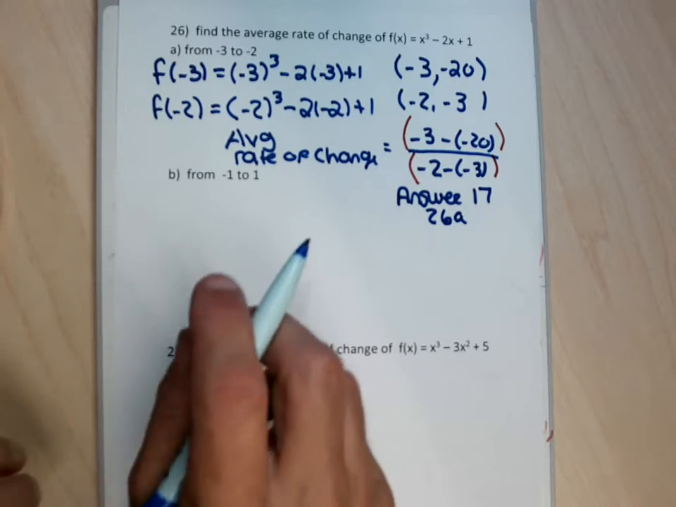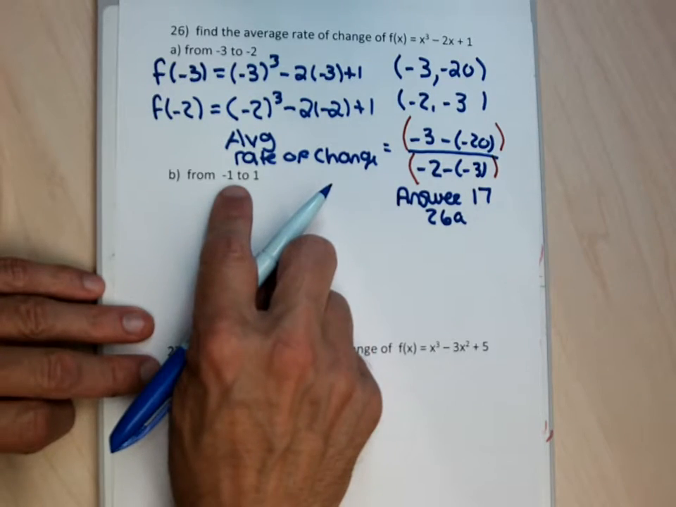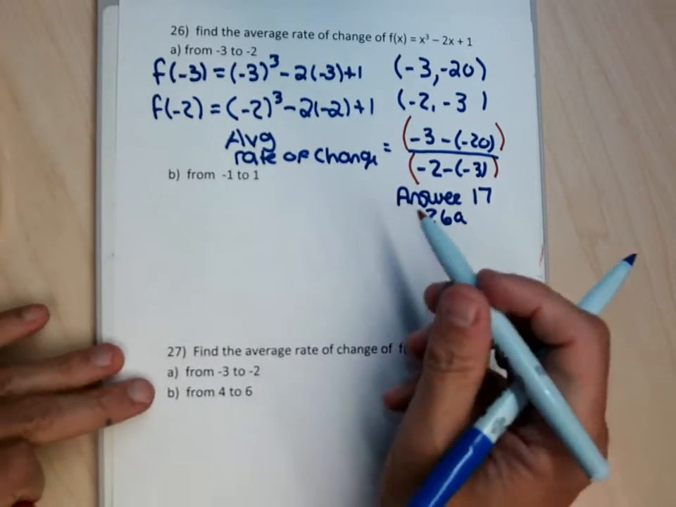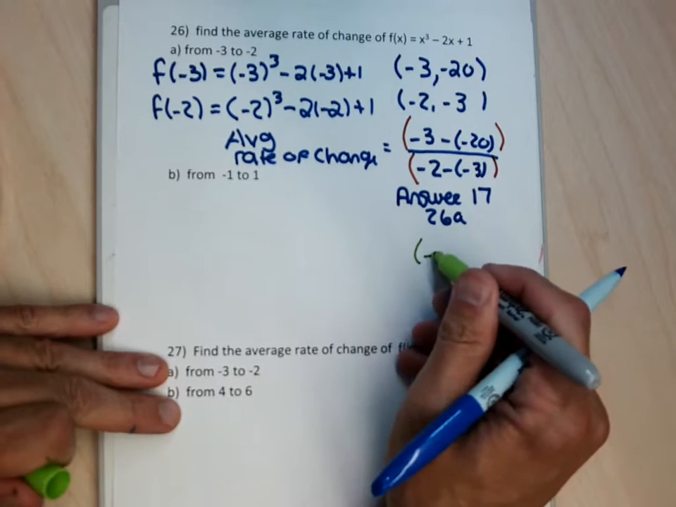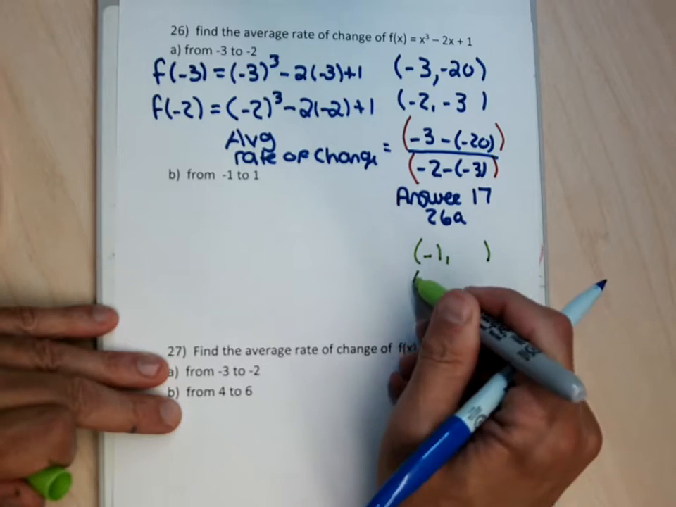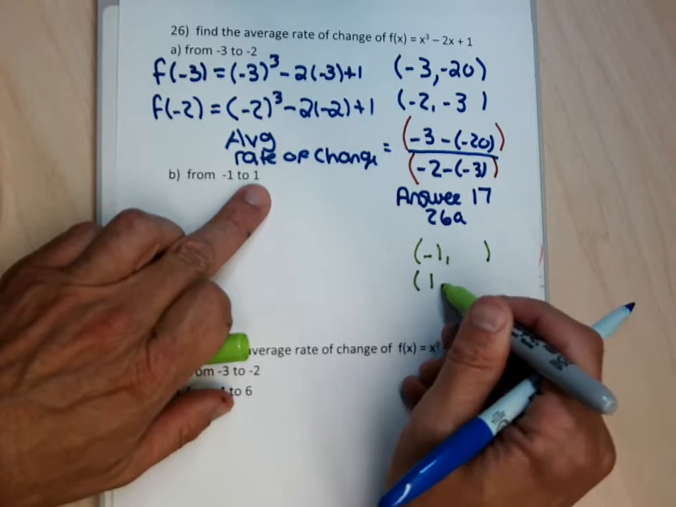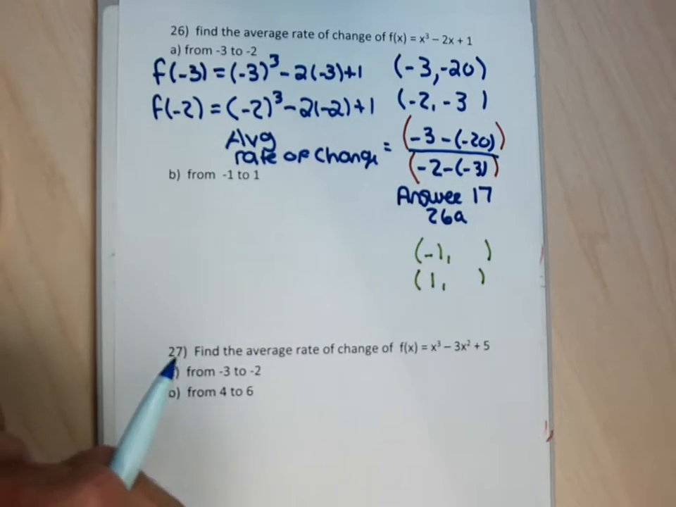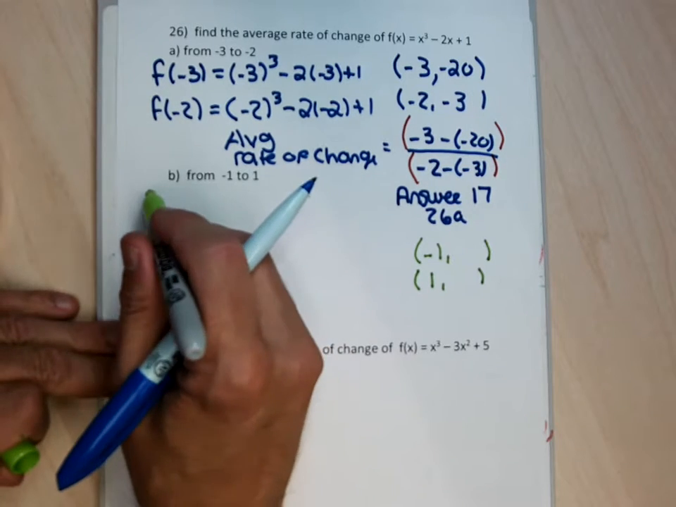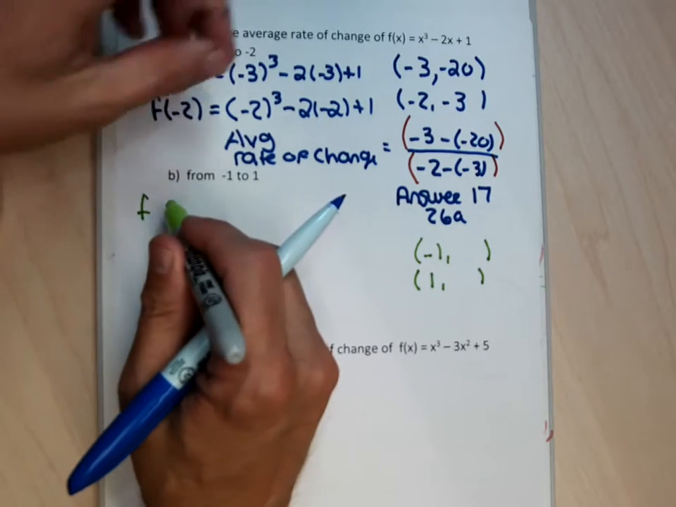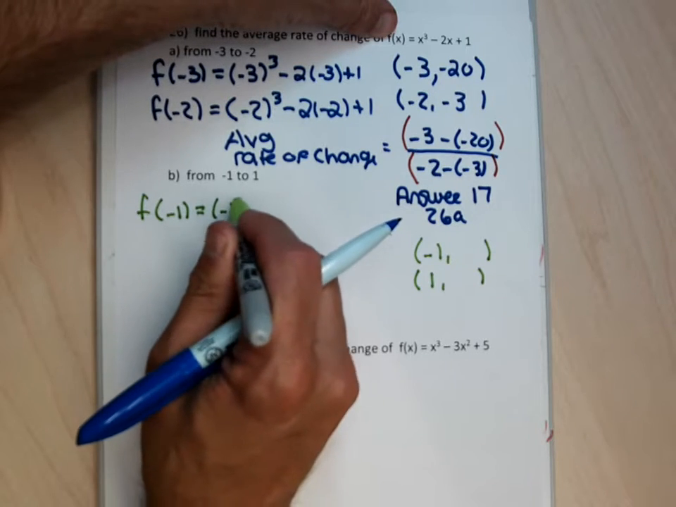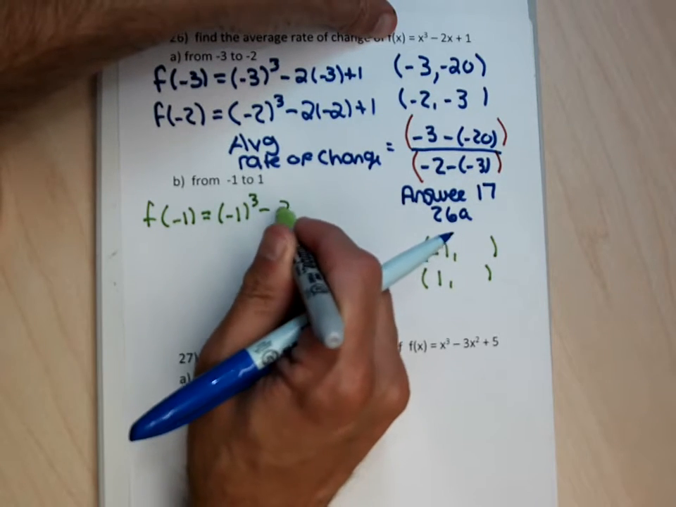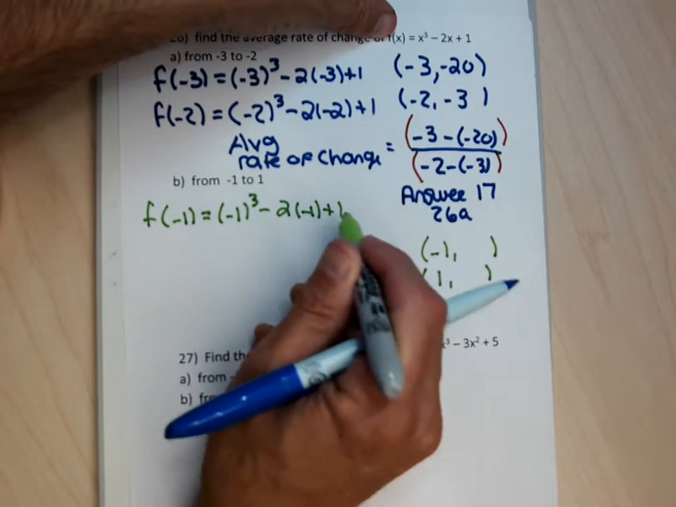For part B, I need to create 2 points, and the first point in part B is going to have an x coordinate of negative 1. I'll need to figure out the y coordinate. The second point in part B has an x coordinate of 1. To find my y's for part B, the first y I'm going to get by plugging negative 1 in for x by going negative 1 cubed minus 2 times negative 1 plus 1.